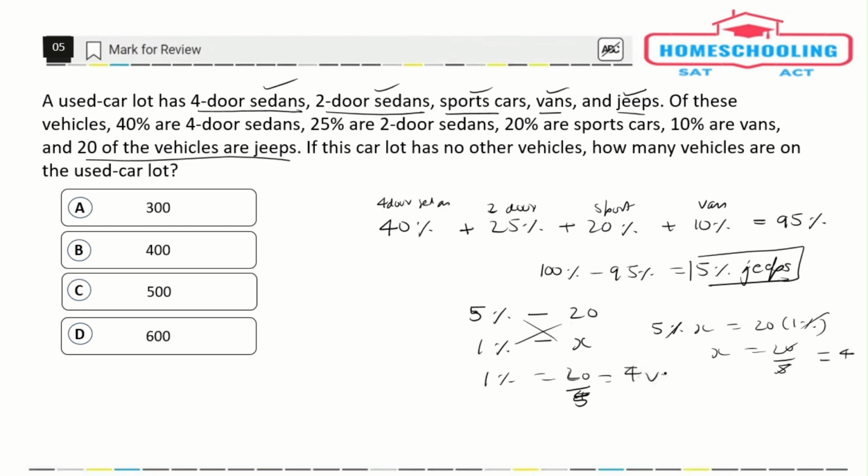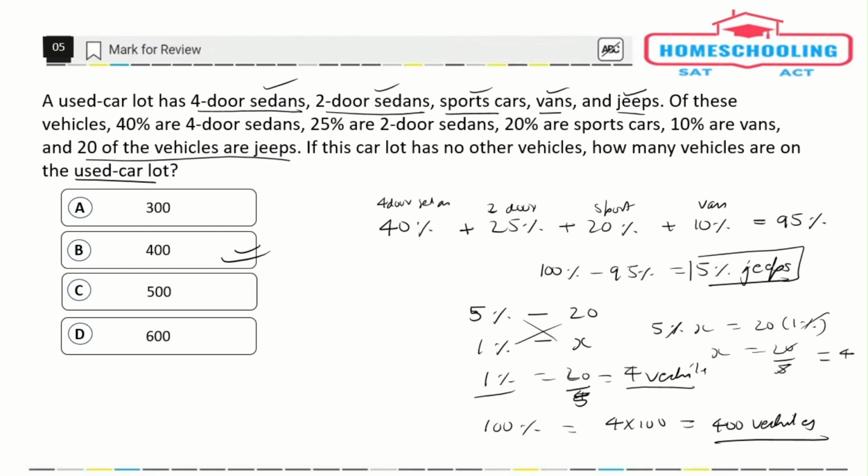that is 4 vehicles. So if 1% of vehicle is about 4 vehicles, then how much would be 100%? 4 into 100, that would be 400 vehicles, the total car lot. So the total used car lot is 400.